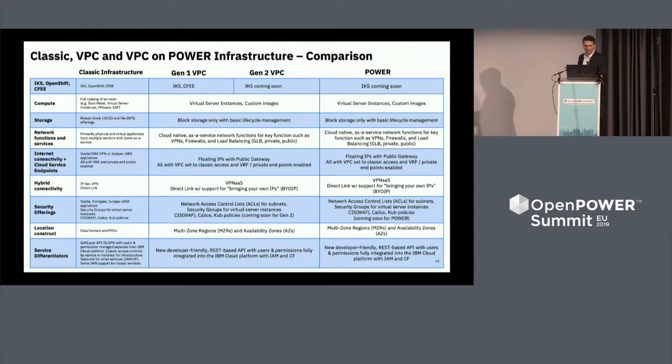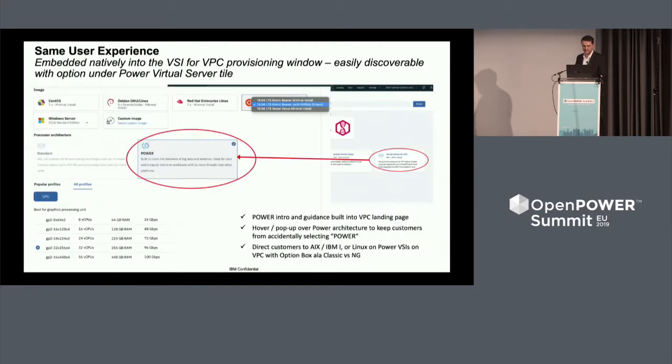There's different connectivity options, the VPN is one thing I talked about before, and that they're multi-zone, availability zone. Those are important concepts when you're doing cloud-native applications. So it's the same user experience between x86 and Power.